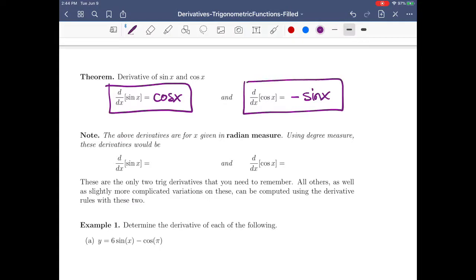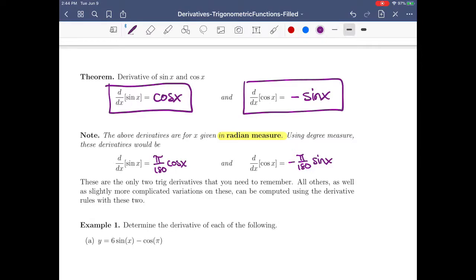Now it's important to note that these are in radians. Because the proof uses those limits that were proved for radians, these derivatives are in radians. If you want x in degrees, you're going to get an extra factor of pi over 180. So this would be pi over 180 times cosine of x, or negative pi over 180 times sine of x. So we normally compute derivatives in radian mode.